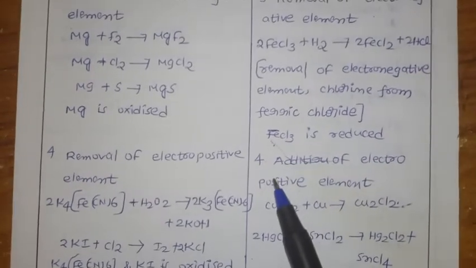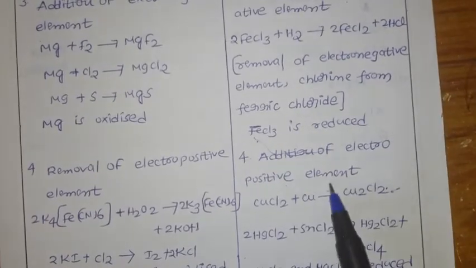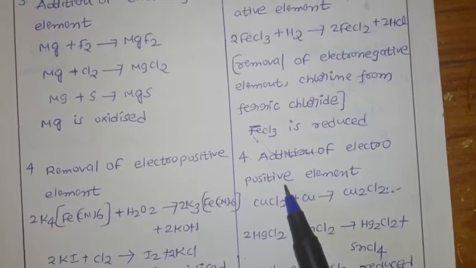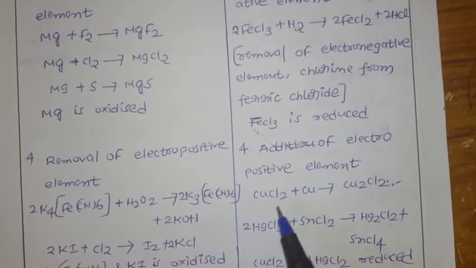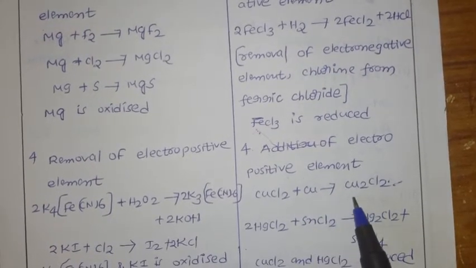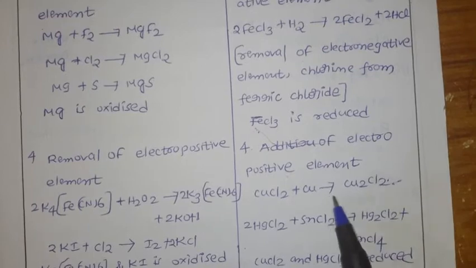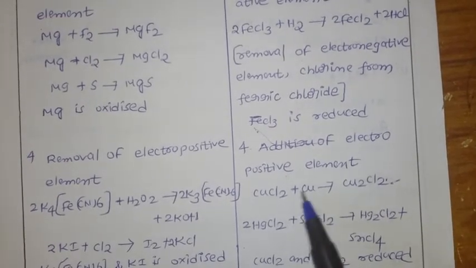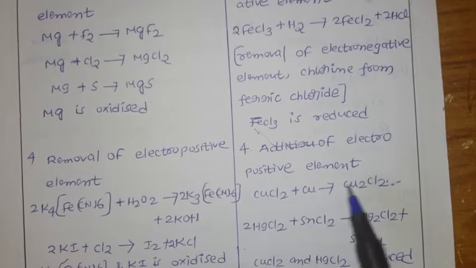This is one more definition of oxidation. Now the other definition: addition of an electropositive element, the reverse of this. Here CuCl2 on reaction with copper gives Cu2Cl2. What you have done is added the electropositive element to this one. So here you can see the Cu2.